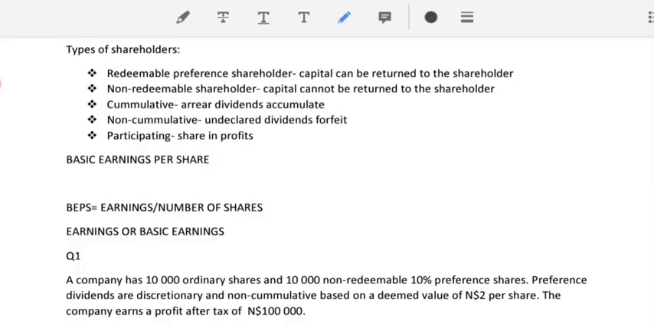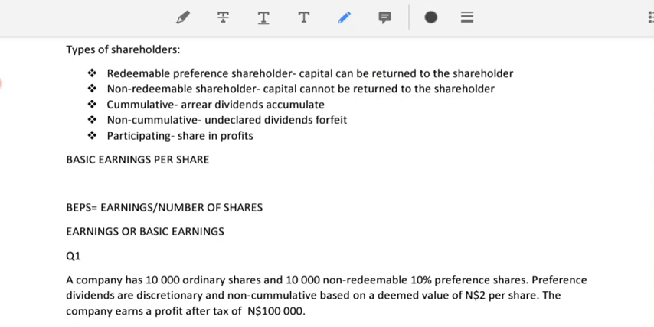With the preference shareholders, we have the redeemable preference shareholder, where the capital can be returned to the shareholder upon the fulfillment of a certain condition or period of time. The capital can be bought back from the shareholder in the same way as a debenture or a loan. We can pay it back in the same way we pay back loans.